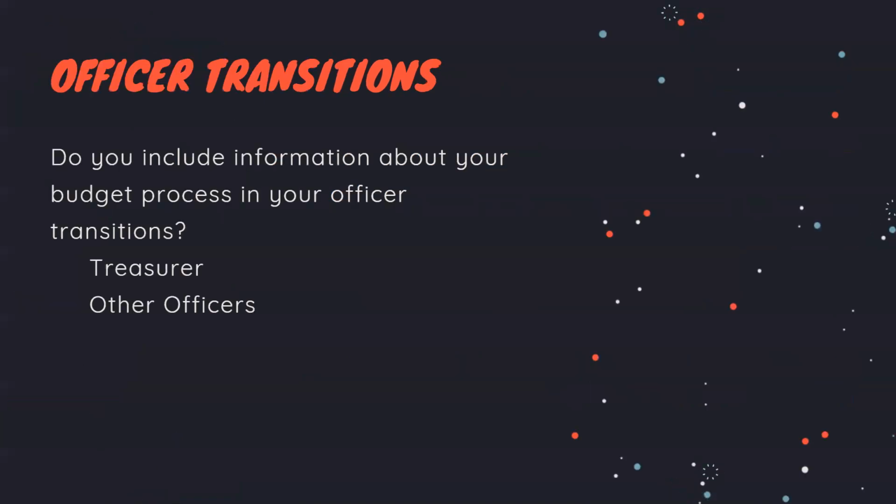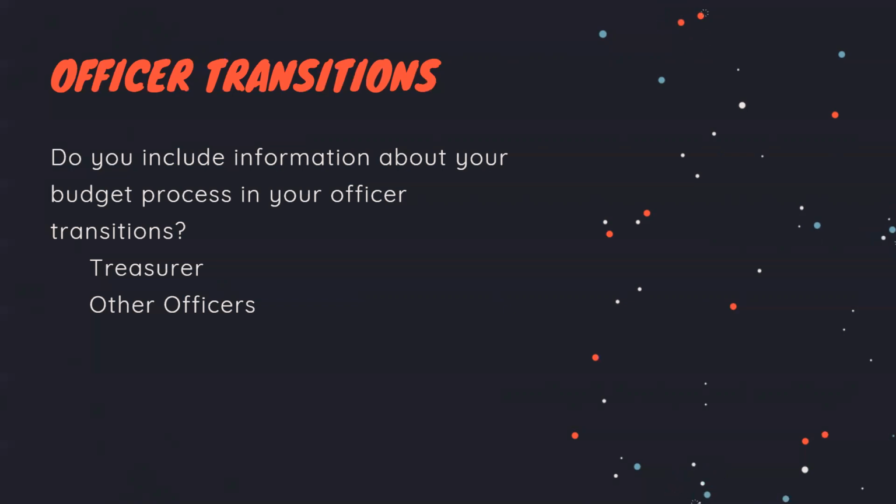And finally, officer transitions. Something to think about is, do you include this information about budgeting and your budget process and your spending process in any of your transition pieces for your incoming and outgoing officers? Obviously, the treasurer should know all of these things and should be telling the incoming officer or new position holder. But is it something that you also incorporate into all of your other officer transitions? Because the majority of the time they're going to be spending money or having to keep track of their spending.